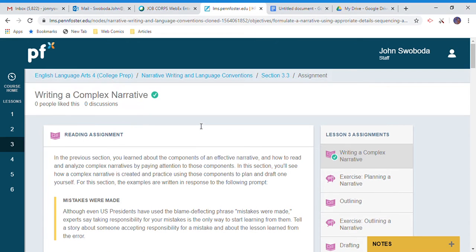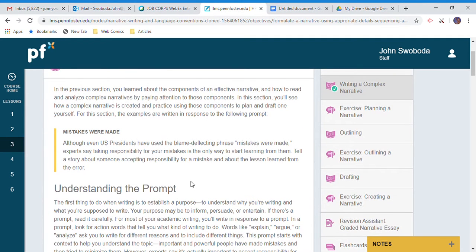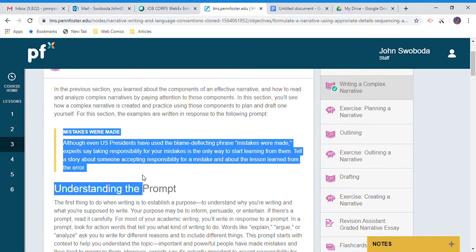Okay, we are in Chapter 3, Narrative Writing and Language Conventions, in the subsection Writing a Complex Narrative. The end of this chapter is an essay about mistakes were made. Now, what does that mean? It means that you're writing a narrative. A narrative is a story. So we're going to have a beginning, a middle, and an end, and it's going to be about this prompt right here.